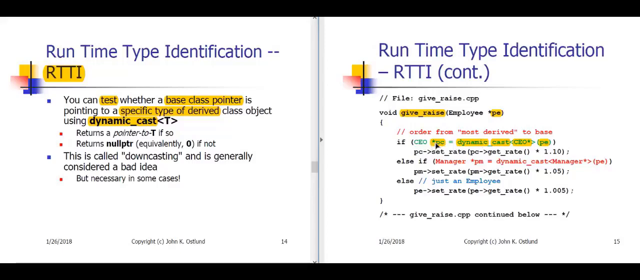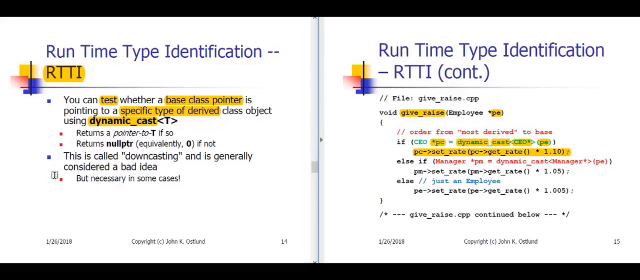I'll get back a non-zero pointer to a CEO object here, and I can then call the setRate function on this pointed-to CEO. What I'm going to do to set the raise for the CEO is get the current rate that the CEO has and increase that by 10%. So the CEO gets a 10% raise.